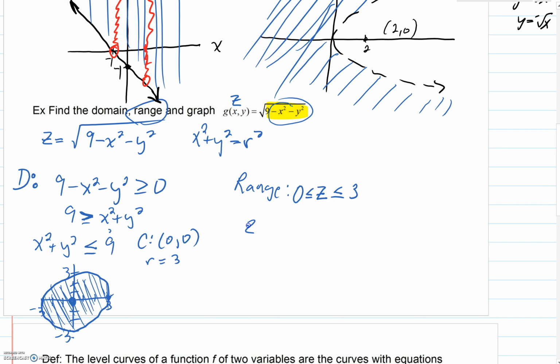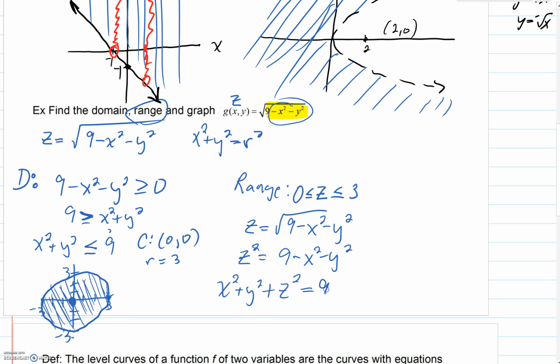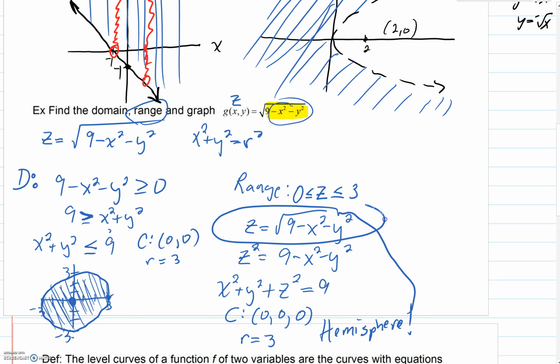But let's keep punching this out here. If we had z is equal to this, you might say, what exactly does this surface look like? What would this function look like as a graph? Guys, if you were to square both sides, you might remember that this sure does look like the three-dimensional form of a circle, which we call a sphere. So we've got z squared equals this, and wow, we'd have a center at 0, 0, 0. We'd have a radius of 3, but this is a hemisphere. This is a hemisphere because z is the positive square root. Z cannot be something negative.